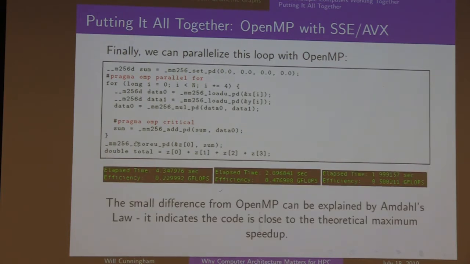And so we can see we go from 4.34 seconds to 2.09 seconds, and then we get a little bit better, 1.99 seconds. So the small difference can be explained by Amdahl's law, and it indicates that we're close to the theoretical maximum speedup. So you saw those curves that sort of asymptote up to whatever the maximum will be. So if you're adding more threads, then it's not going to necessarily get much better if you're close to the theoretical maximum.